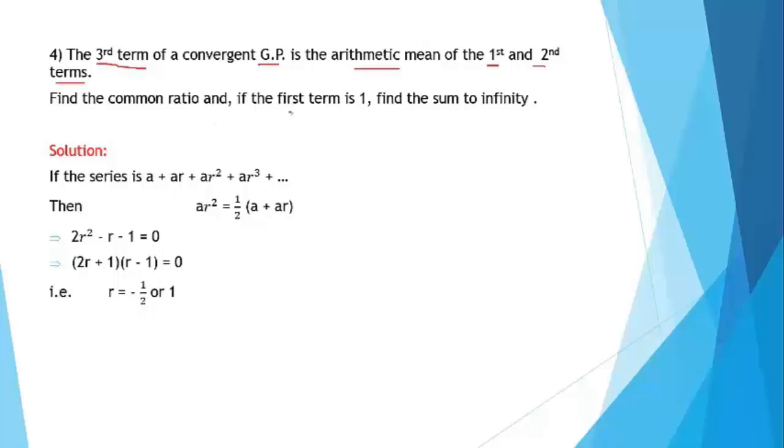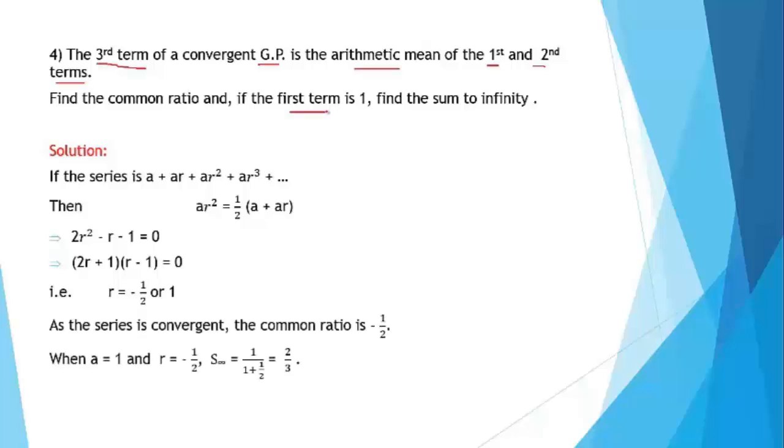We are given that the first term is 1 and the common ratio is found as negative half, so the sum to infinity is a over 1 take away r. Substituting the values, we get S infinity equals 1 over 1 plus 1/2. Simplifying this expression gives us 2/3. So the sum to infinity of this geometric progression is 2/3.